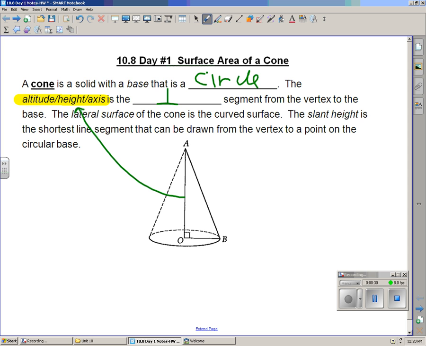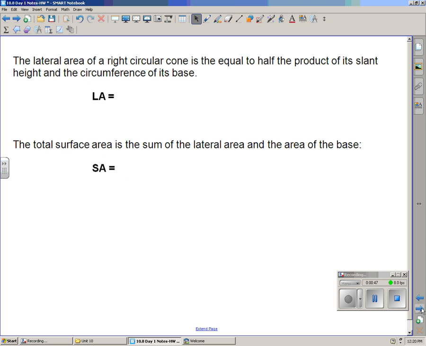The slant height is the shortest line segment that can be drawn from the vertex to any point on the circular base. So the slant height, which we call L, happens to be AB, and again we call slant height L. So the lateral area of a right circular cone is equal to half the product of the slant height and the circumference of the base.